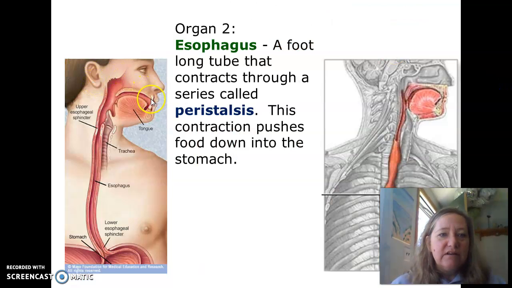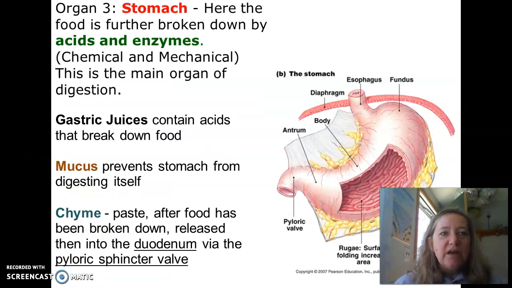Organ 2 is the esophagus. So this is right here, this long tube from the mouth to the stomach. That's called the esophagus. How does the food get down there? Well, these muscle contractions called peristalsis help bring the food down to the stomach. Organ 3 is the stomach, right here.